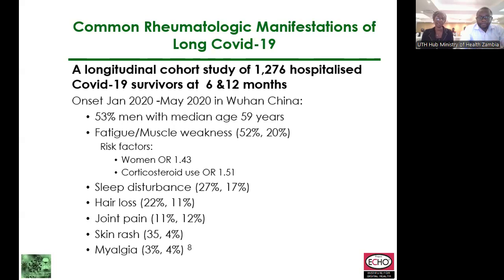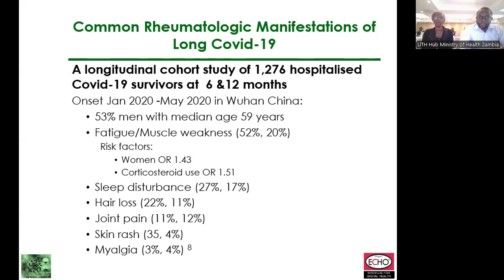After they were discharged, they followed them up at 6 months and they followed them up again at 12 months. And from then, they made a list of the people they had checked. 53% of them were men, with the average age being 59 years. What were they complaining about? What were they suffering from? So the percentages are on the side. These were people who complained about fatigue and feeling tired, and women were more likely to complain about that, and people who had had certain treatments were more likely to complain about that.